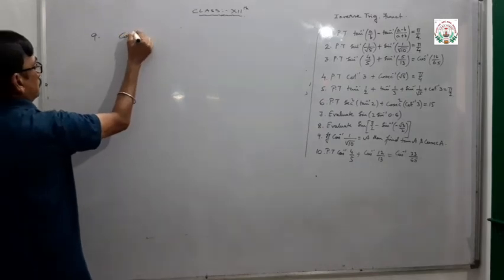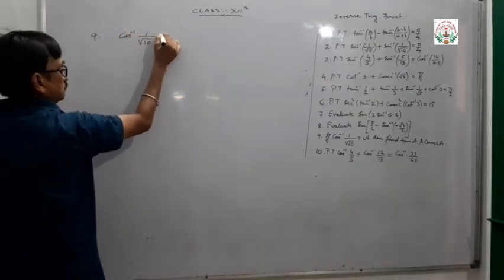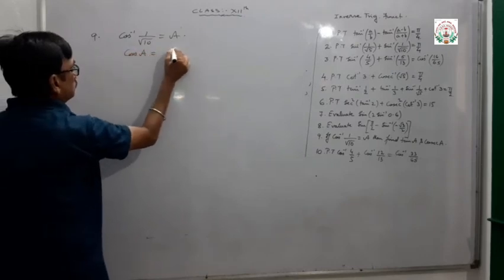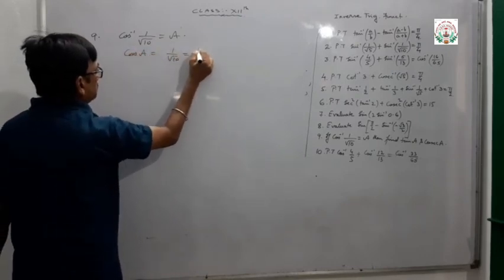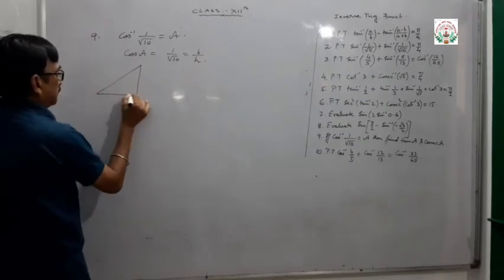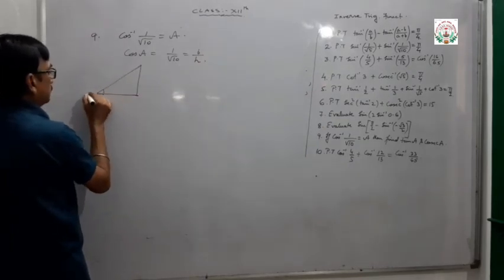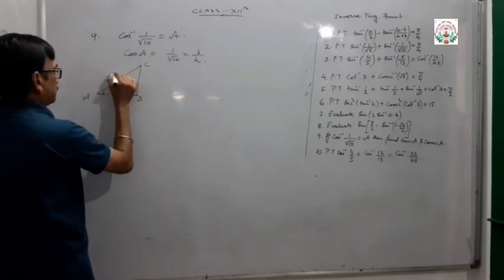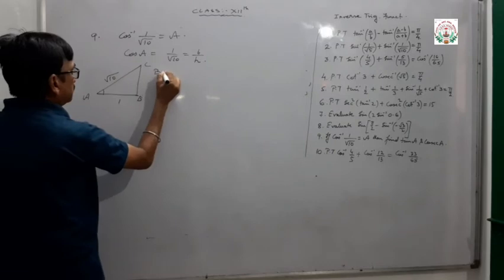Cos inverse of 1 by root 10 is equal to A. So cos A will be equal to 1 by root 10, which is base by hypotenuse. So we just draw one right angle triangle with acute angle A, triangle ABC, base by hypotenuse.